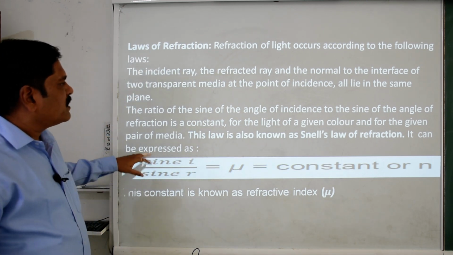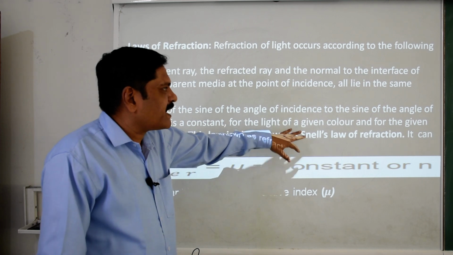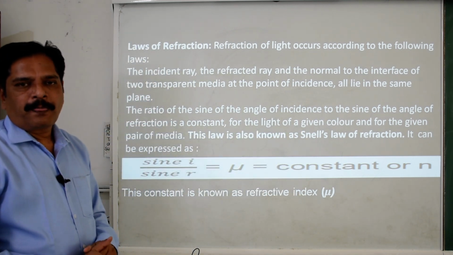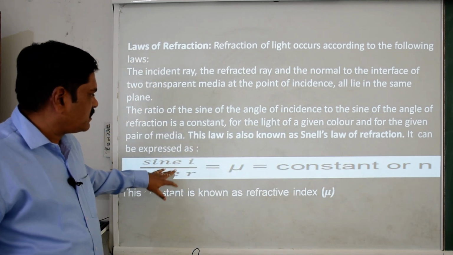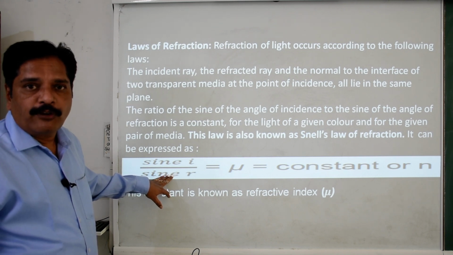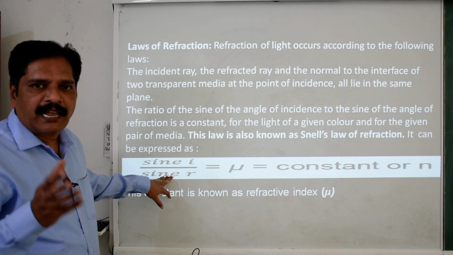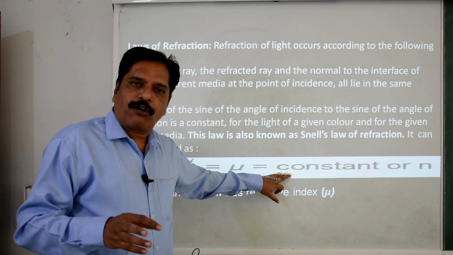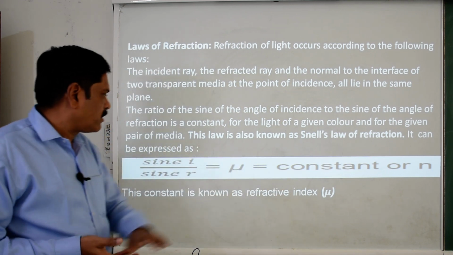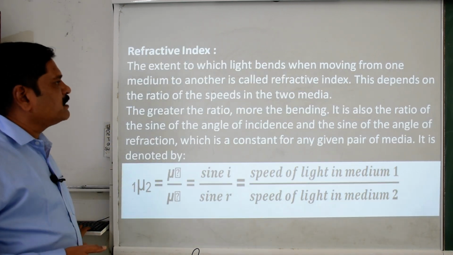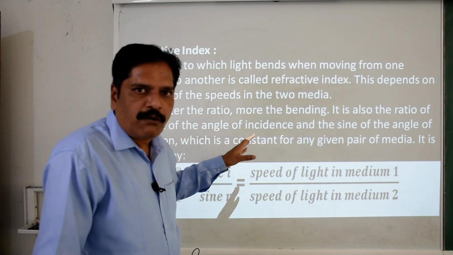Okay, so this law is also called Snell's law of refraction. Remember, the ratio of the sine of i and the sine of r, that is, the angle of incidence and the angle of refraction, will always be a constant. We consider it as mu or n. Clear? Remember, these are the two laws of refraction of light.